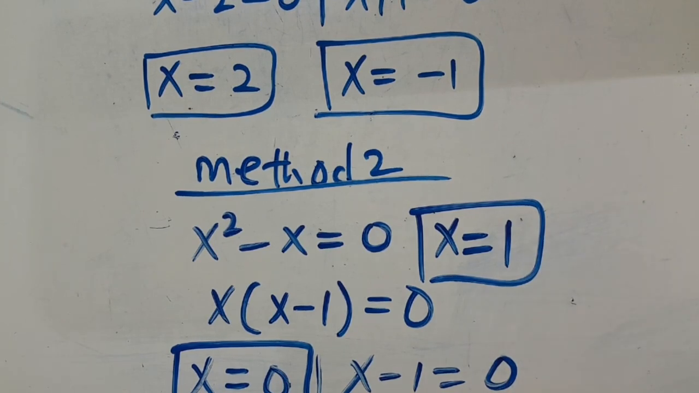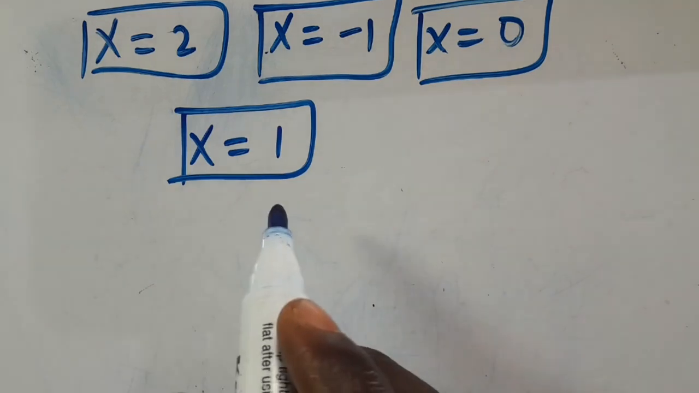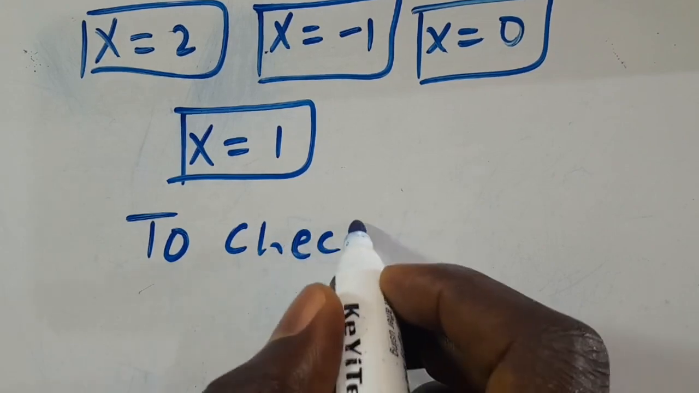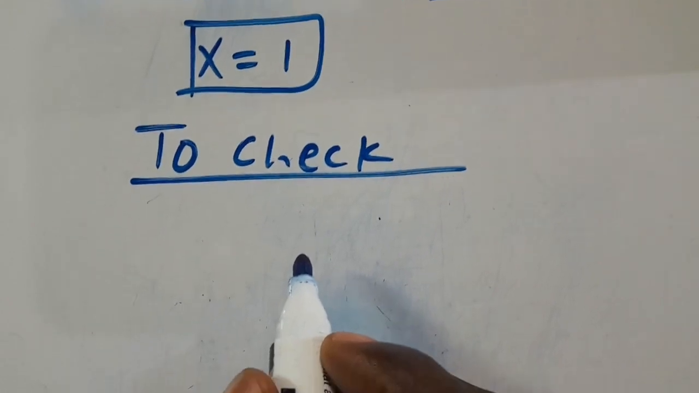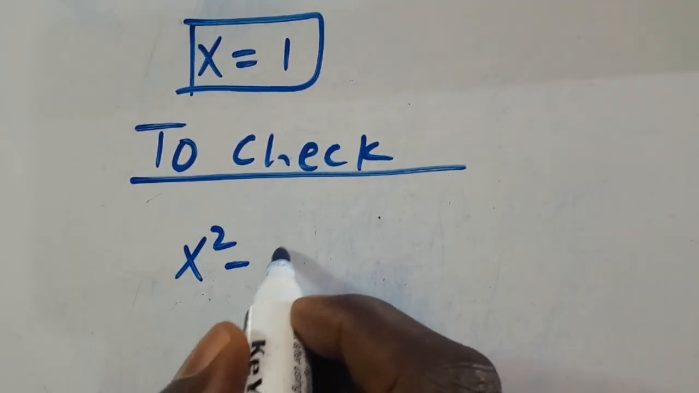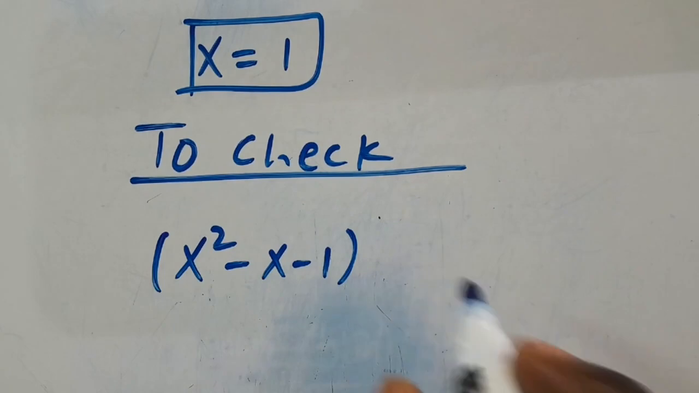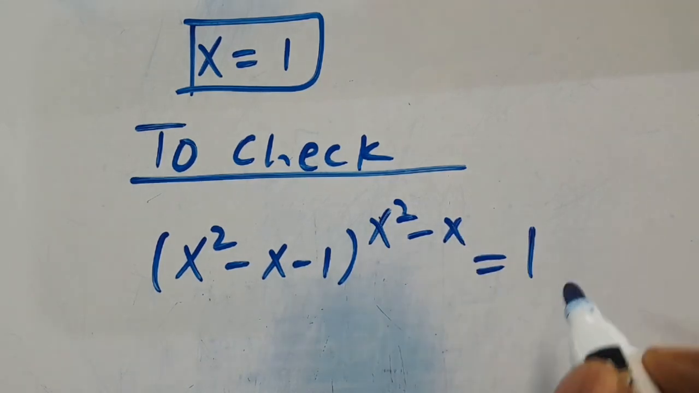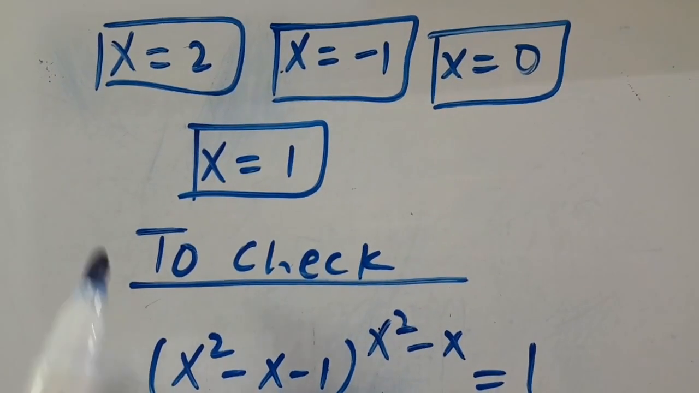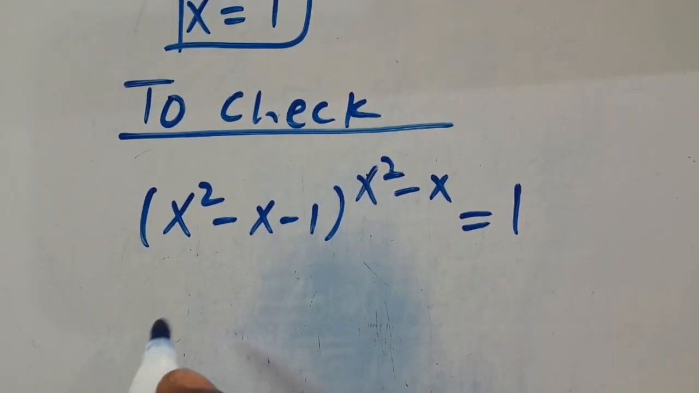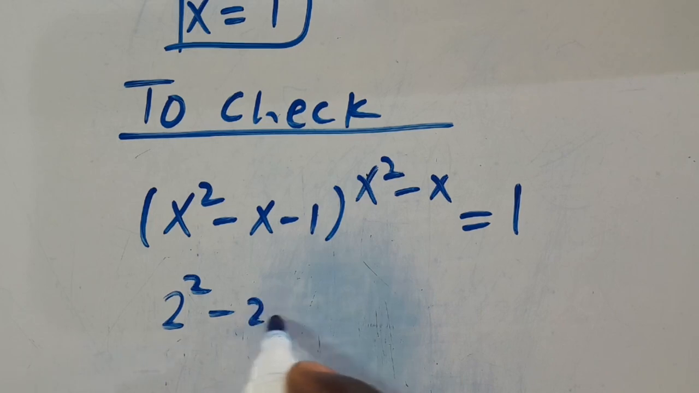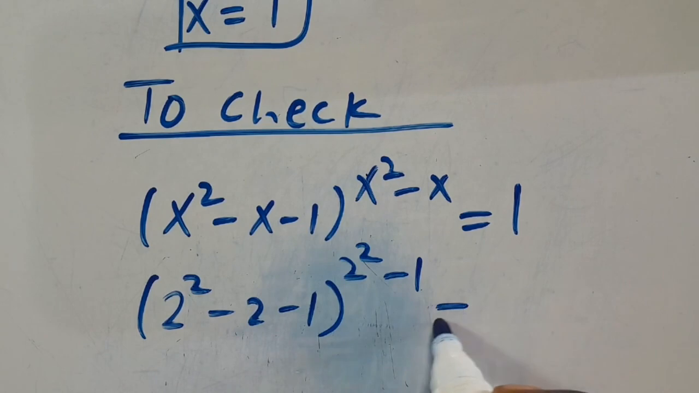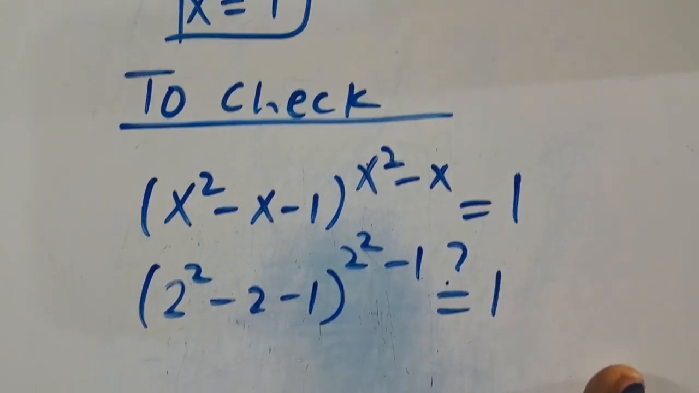Then let us check for the solutions we got. So these are the possible values of x. To check, we have x squared minus x minus 1, all in parentheses, to the power of x squared minus x, equals 1. Then let us test for when x equals 2. So here will be 2 to the power of 2 minus 2 minus 1, to the power of 2 to the power of 2 minus 1. Is it going to give us 1?